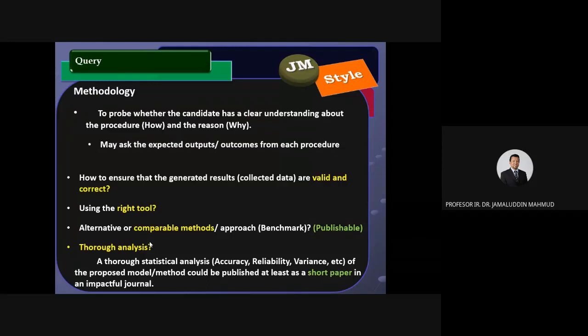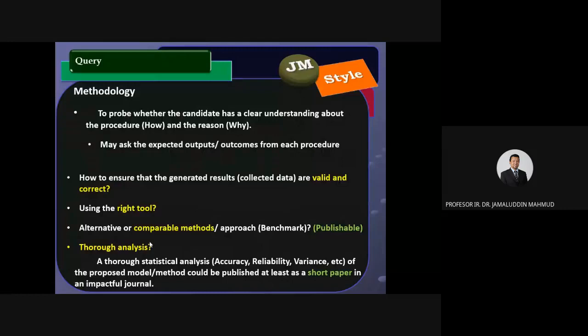Because we're afraid that once they have produced the results, they are not validated. If the results are not validated, then it's quite difficult to publish in an impactful journal. And then, is the tool being used the right tool to measure the right things? And then we can also trigger them by suggesting alternative or comparable methods.